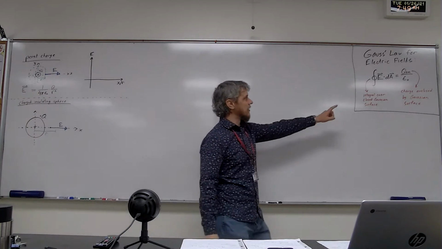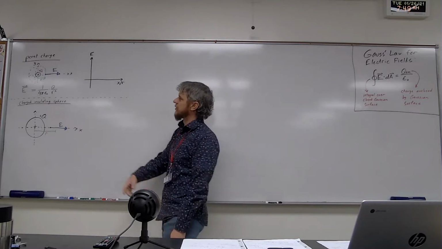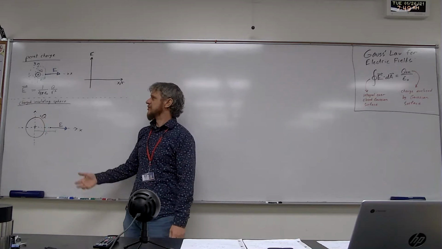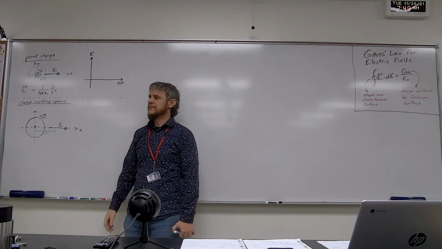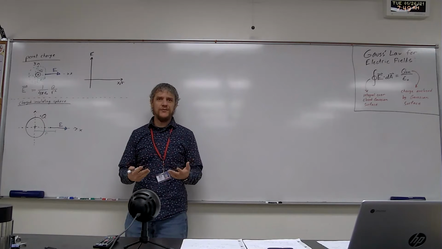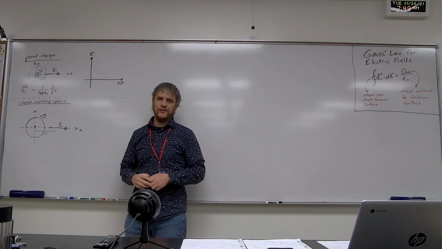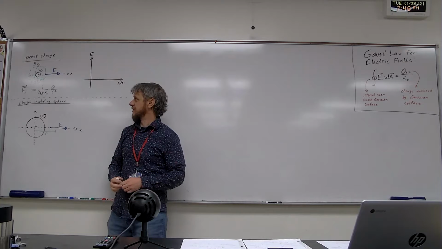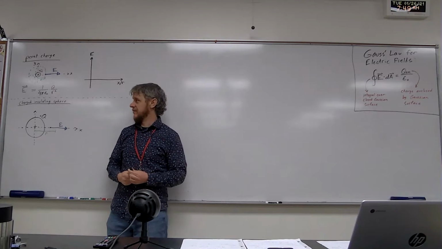We use Gauss's law for electric fields to determine this equation here. What we already knew, the electric field is just kq over r squared. But when we use Gauss's law, we see where that k comes from. It's actually 1 over 4 pi epsilon naught. And so the electric field here is going to be 1 over 4 pi epsilon naught times the charge q divided by r squared.